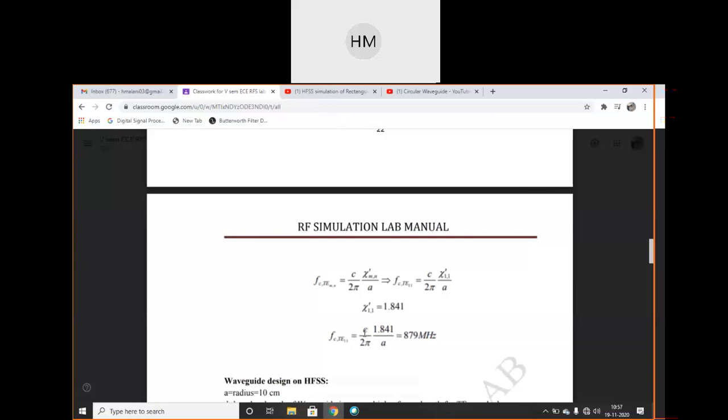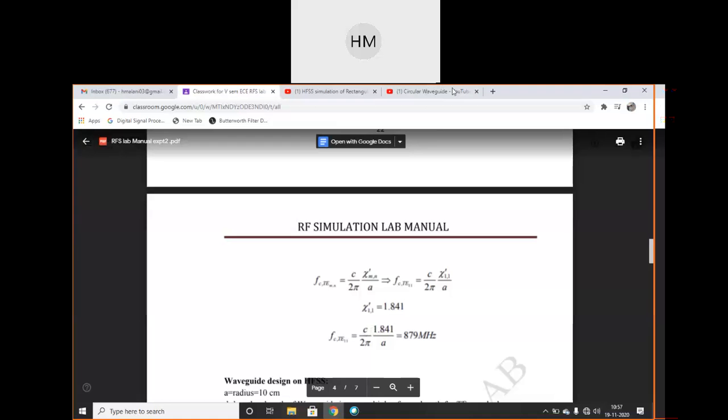What is C? What is A? Please write the answer in the chat box. What is the value of C? Please be active and be attentive in the class.